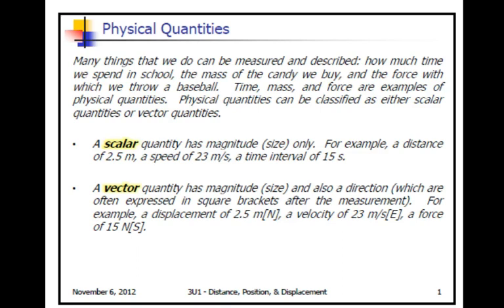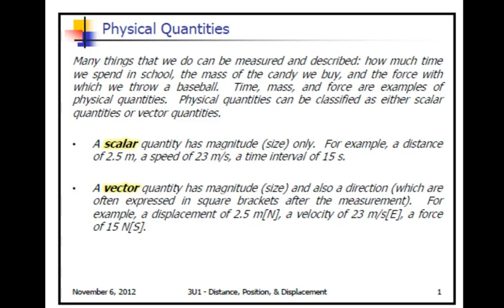So here's some examples. Let's say you're measuring how much something weighs or the mass of something. Well, you'd put it on a scale or a balance, and you would get its mass in kilograms or its weight in pounds. There's no direction associated with that. It's just that measurement.